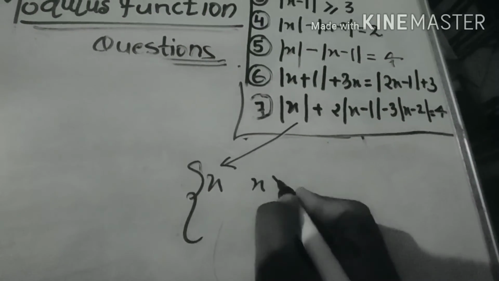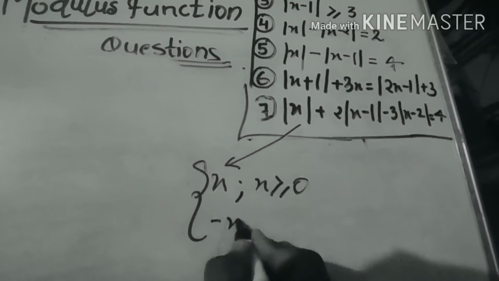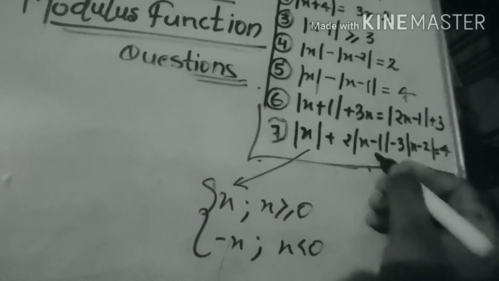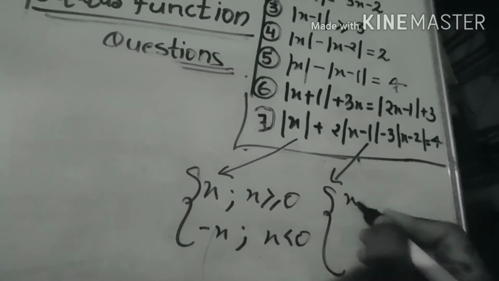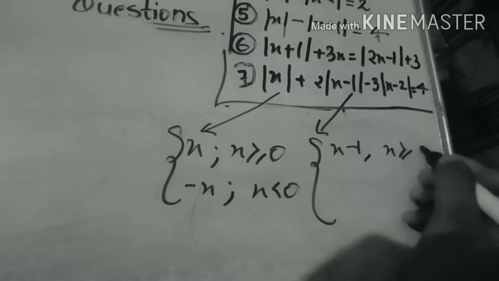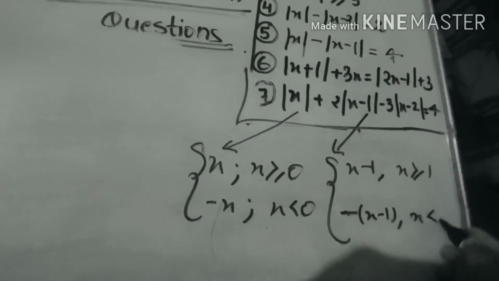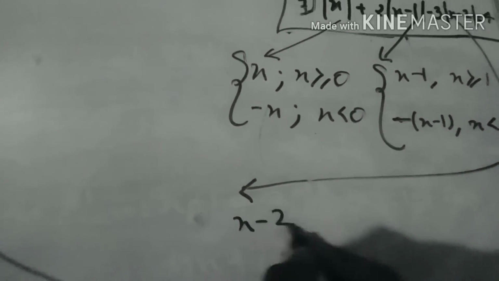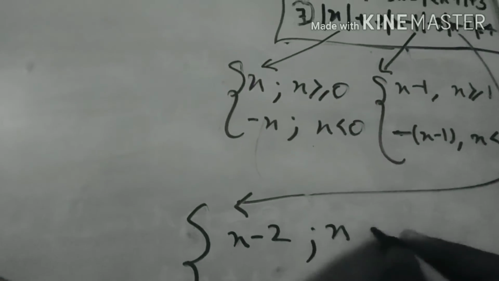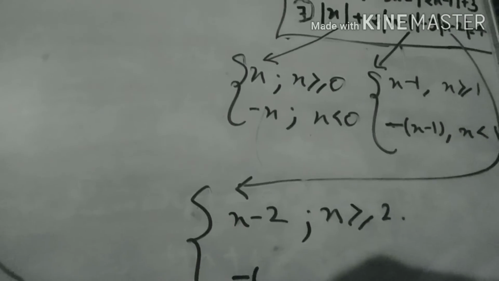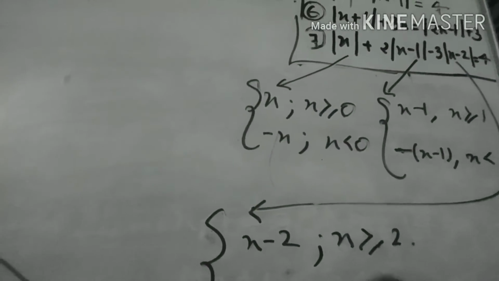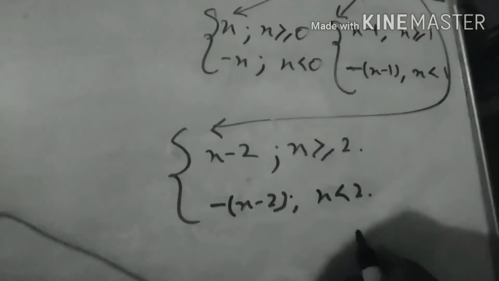We will have the value x if x is greater than or equal to 0. It will be minus x if x is less than 0. It will return x minus 1 if x is greater than or equal to 1. It will return minus x minus 1 if x is less than 1. And it will return x minus 2 if x is greater than or equal to 2. It will return minus x minus 2 if x is less than 2.